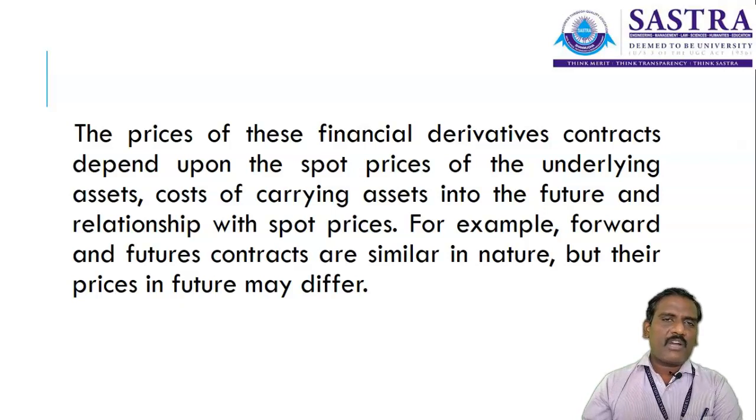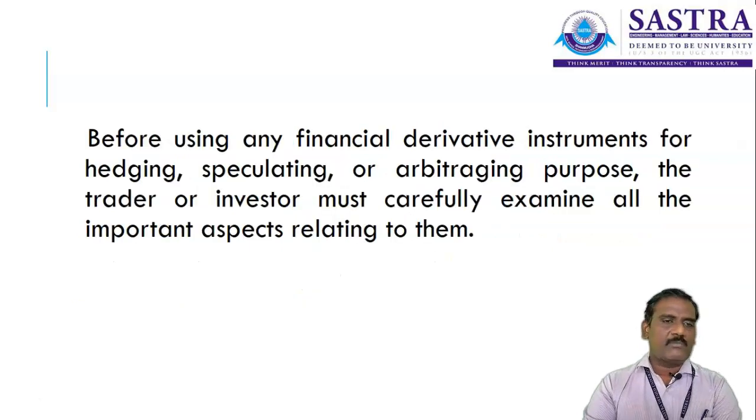So if the spot prices tend to change, what price is expected, and how a particular stock, bond, or foreign exchange will tend to react in the future? That will be identified from this. For example, forward or futures contracts are similar in nature, but their prices in the future may differ. It is based on the spot prices, and it tends to change with the relationship to the spot prices.